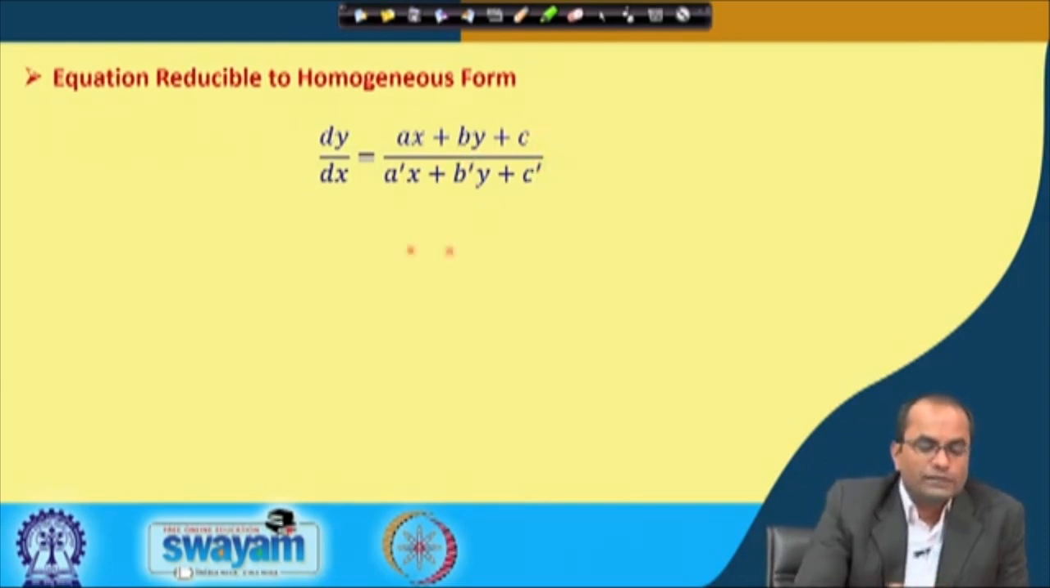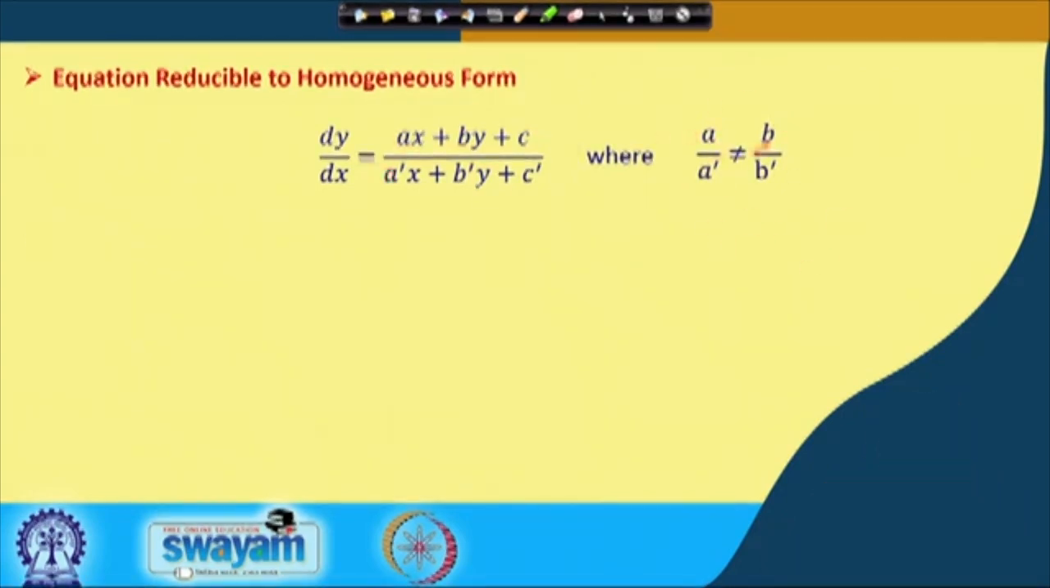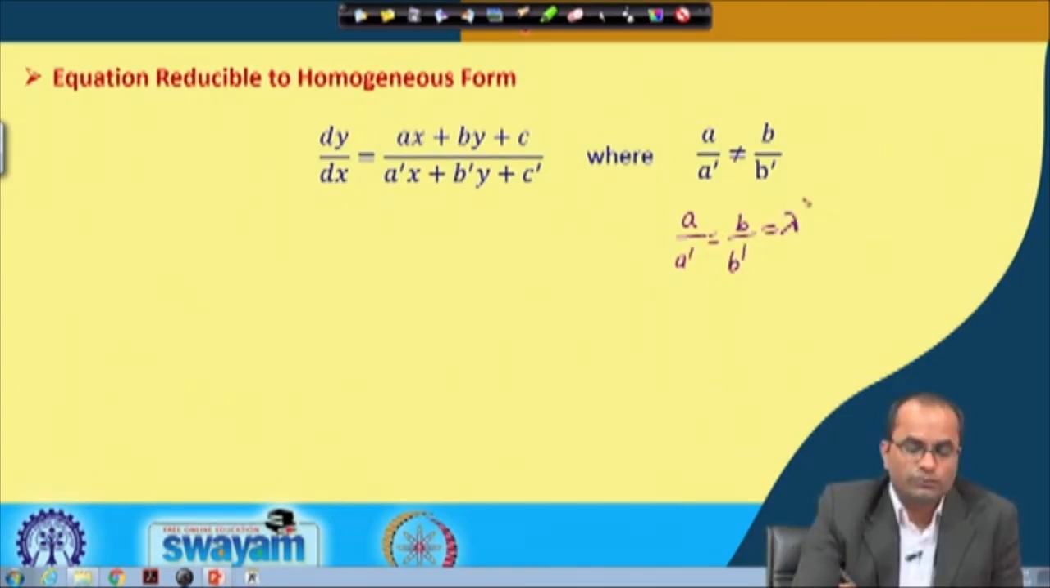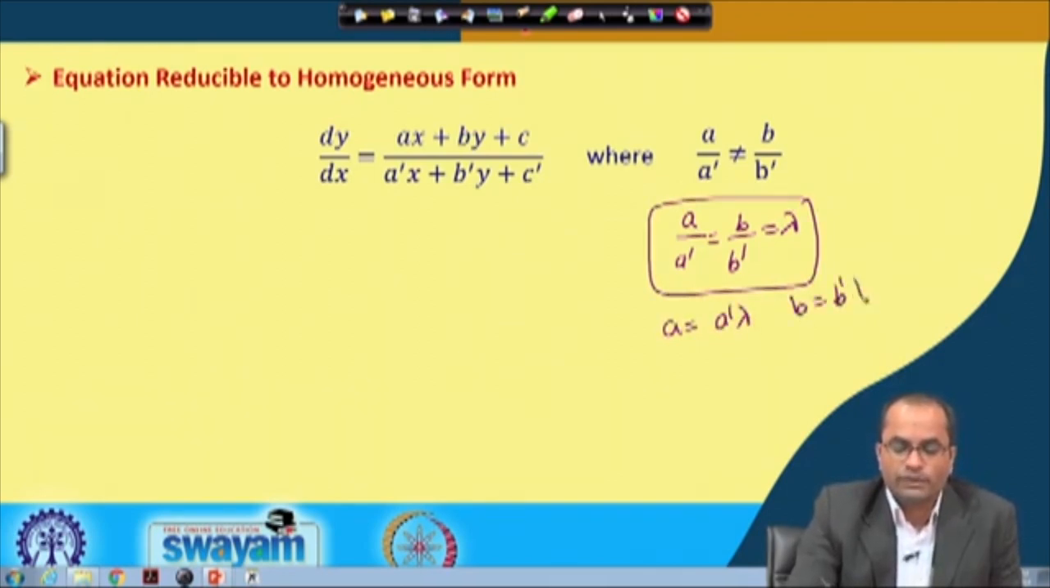So, when the equation is given in this form, together with the condition that a over a prime is not equal to b over b prime, because if they are equal, if this ratio is equal, that b over b prime, then we can assume, let us say, lambda, and then we have a is equal to a prime lambda and also b is equal to b prime lambda.